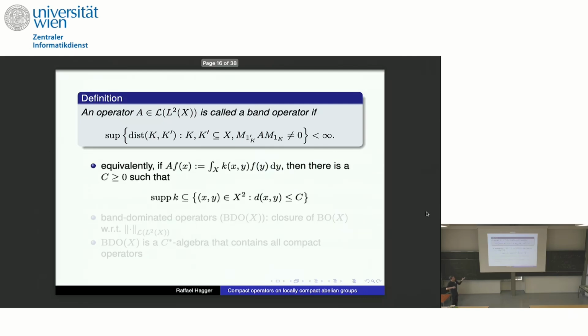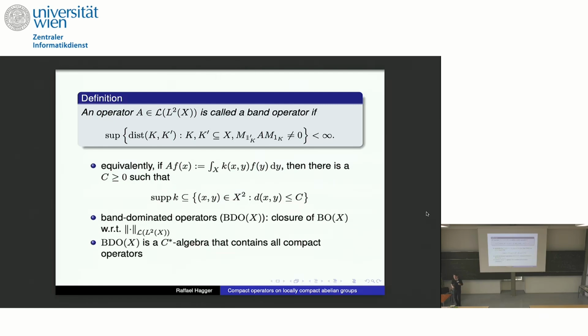And if you're an integral operator, it's the same as before. It just looks like a band again. Okay, so very, very simple. And again, take the closure, get a C-star algebra, contains all compact operators. Okay, so that's very straightforward.